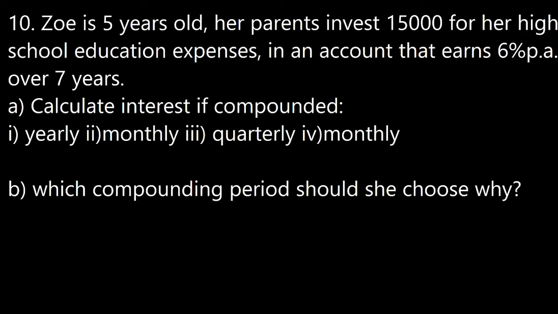Okay, so question 10. Zoe is 5 years old and her parents invest $15,000 for her high school education expenses in an account that earns 6% per annum over 7 years. Calculate the interest if compounded yearly, monthly, quarterly.